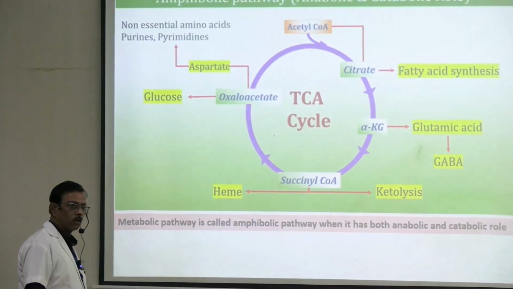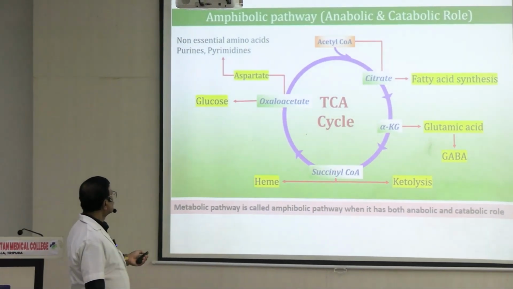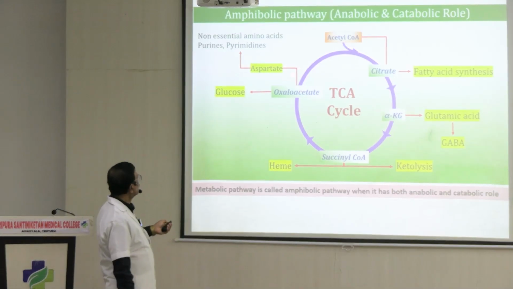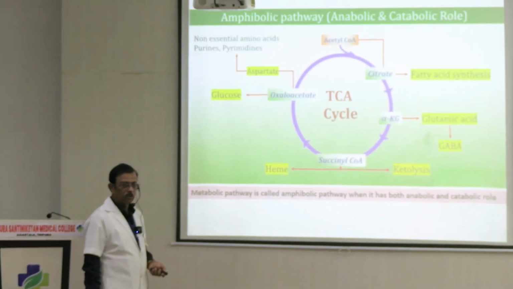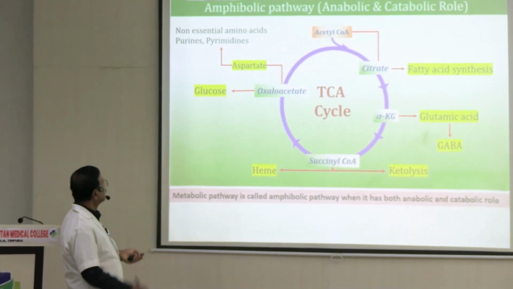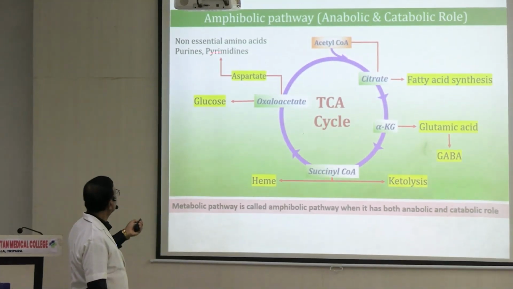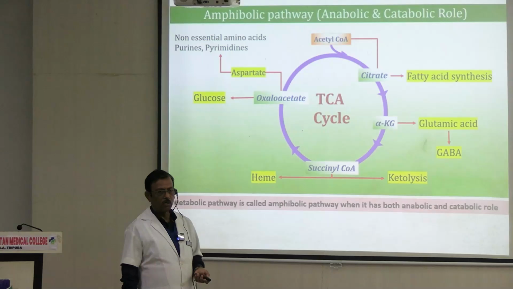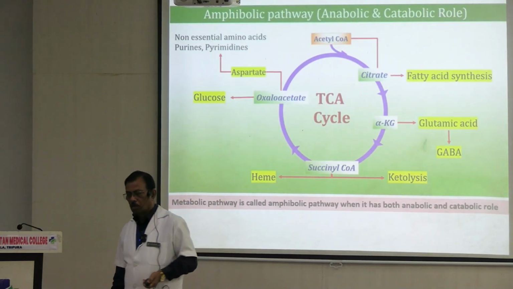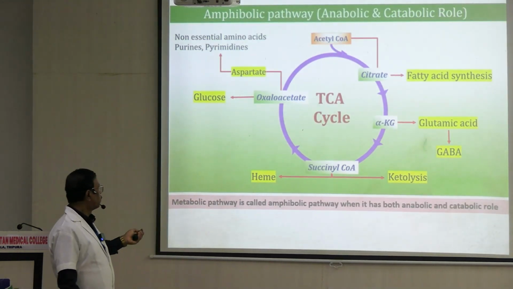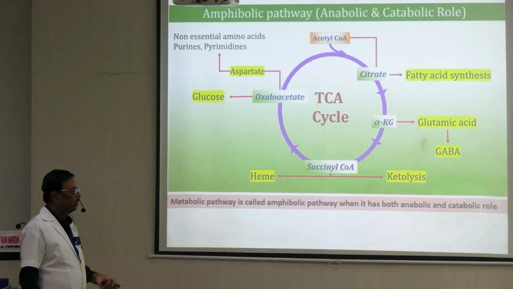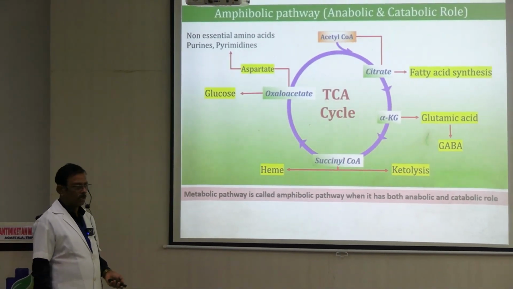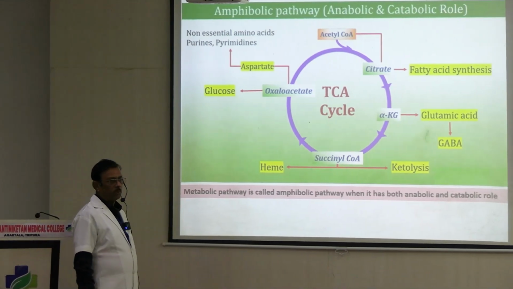Okay. So oxaloacetate again can be converted into glucose. It can be converted into the non-essential amino acid aspartate, which is again utilized for synthesis of purines and pyrimidines. All these things are synthesized from the intermediates of the TCA cycle. So these are the anabolic components of the TCA cycle. That's why it is called an amphibolic pathway.